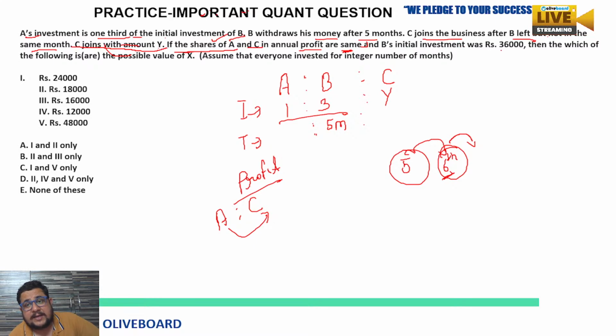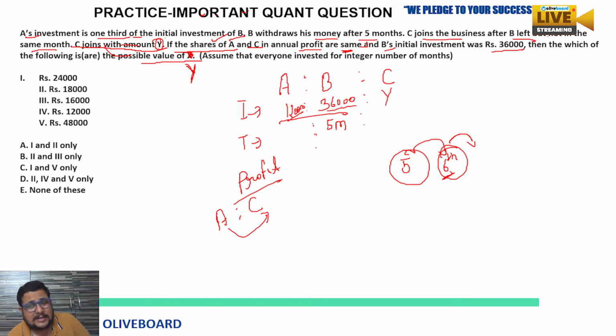And B's initial investment was rupees 36,000. So B's investment is given, that is 36,000. And already you know A's investment is 1/3 of B's initial investment, so it is going to be 36,000 by 3, means 12,000. Then which of the following are the possible values of Y? Sorry, not X, actually Y. This Y they are talking about means the amount invested by C.